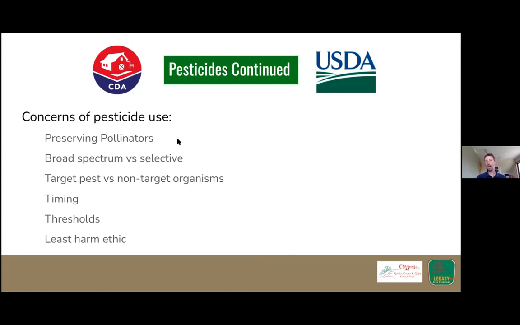If you kill everything right off the bat, those predators and parasitoids never have a chance to get established and bloom in population. It's the population cycles. And then there's the least harm ethic. This is part of IPM, and it's part of my personal business model: I want to do as little harm as possible to the environment.